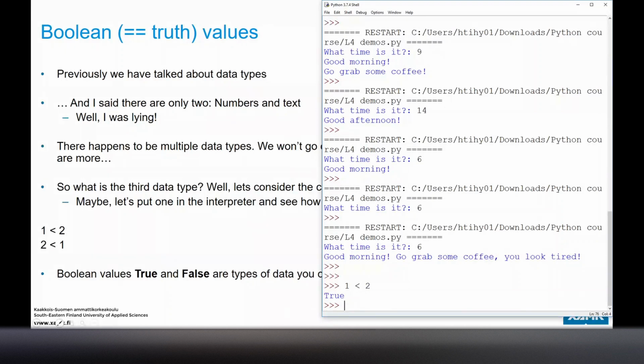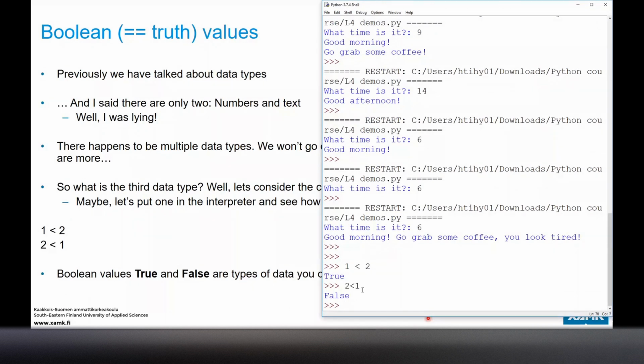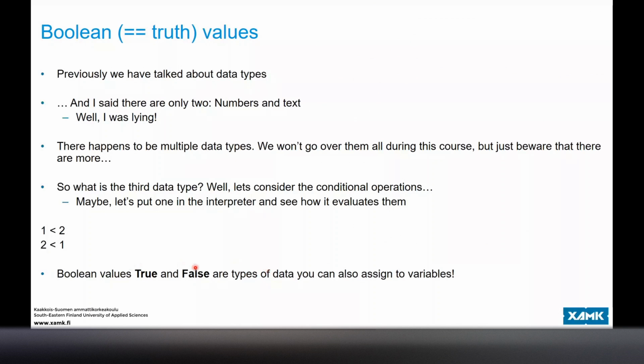If I do the same with 2 smaller than 1, which obviously is untrue, and I press enter, the interpreter says that this is false. Now notice that it didn't give me some sort of 0 or 1 answer. It gave me just the words true and false. So true and false are types of data that you can assign to variables. Once the interpreter works out if the condition is true or not, these statements result in either the value true or false.